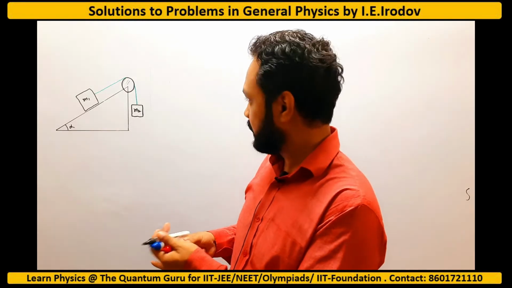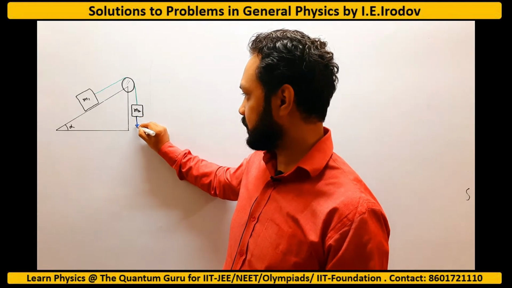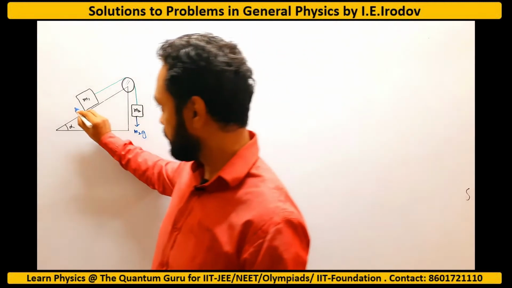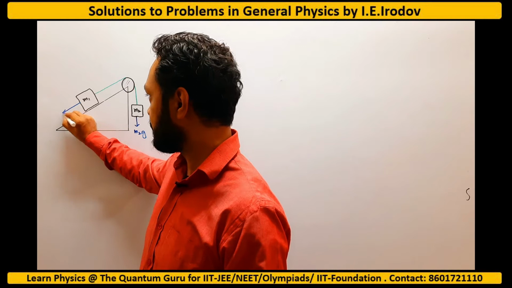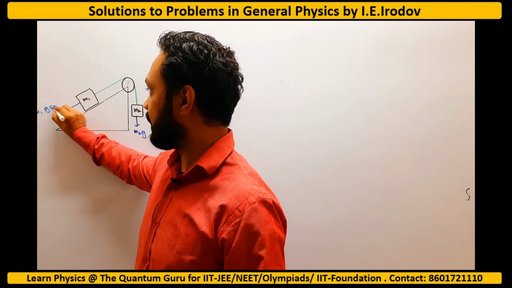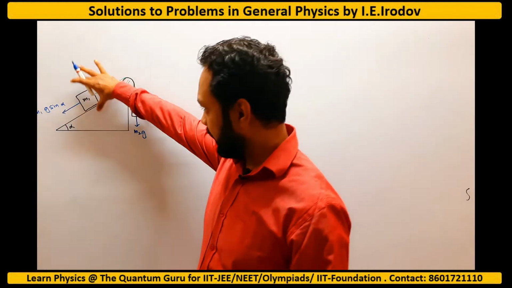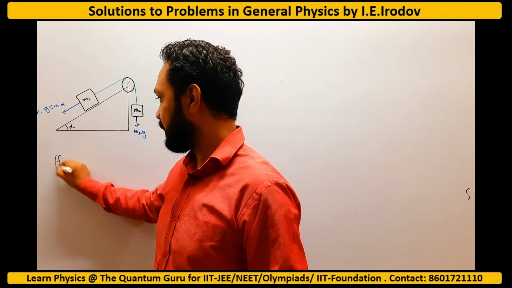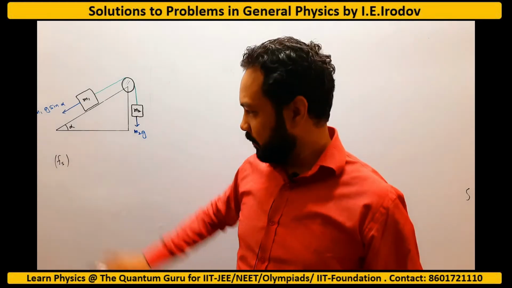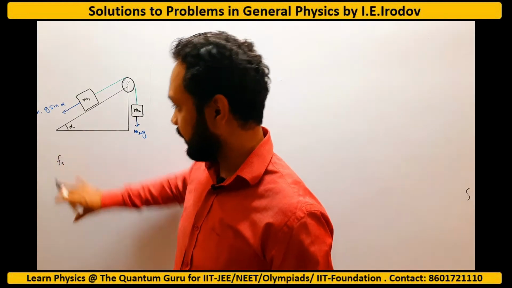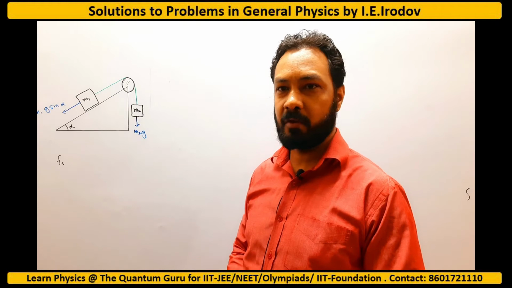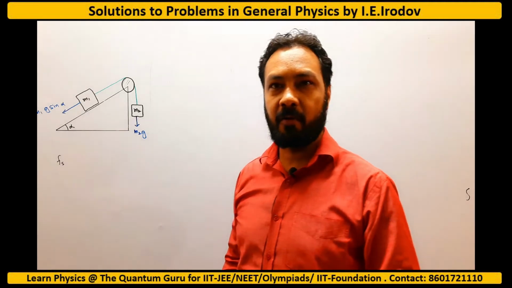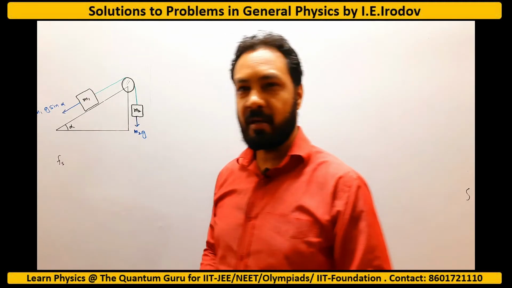So its weight is m2g vertically downwards, and on this the component of weight of m1g along the inclined plane is m1g sine alpha, and the friction between m1 and the inclined plane. Let me just write the friction only. The static friction is self-adjusting, acts according to the need, and the coefficient of friction is k, and the normal force is m1g cos alpha. So maximum friction would be k m1g cos alpha.